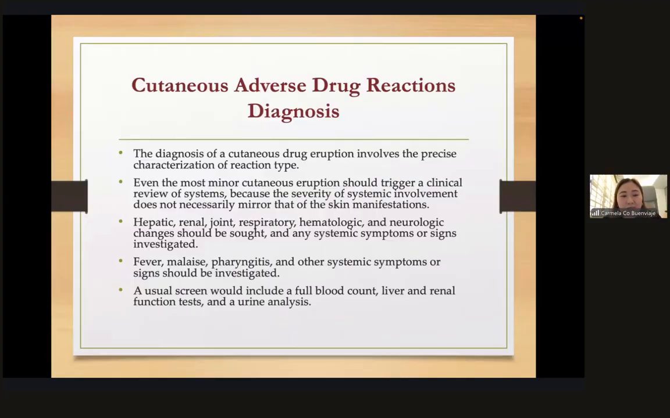How does it present? So even the most minor cutaneous eruption should trigger a clinical review of systems because the severity of systemic involvement does not necessarily mirror that of the skin manifestations.